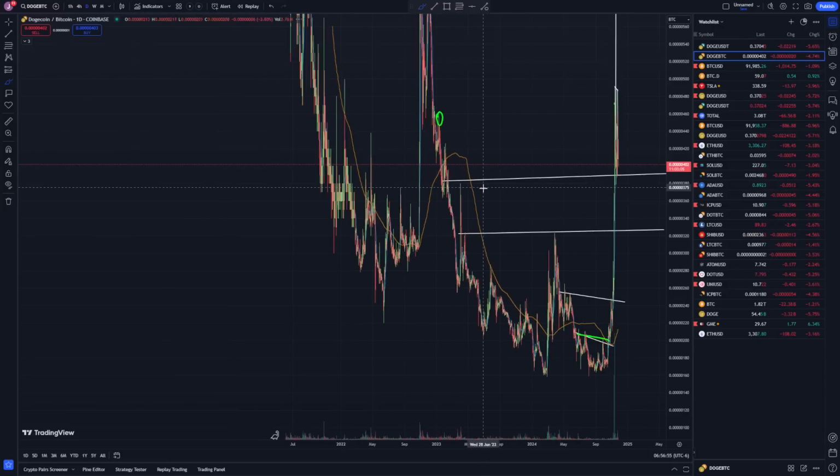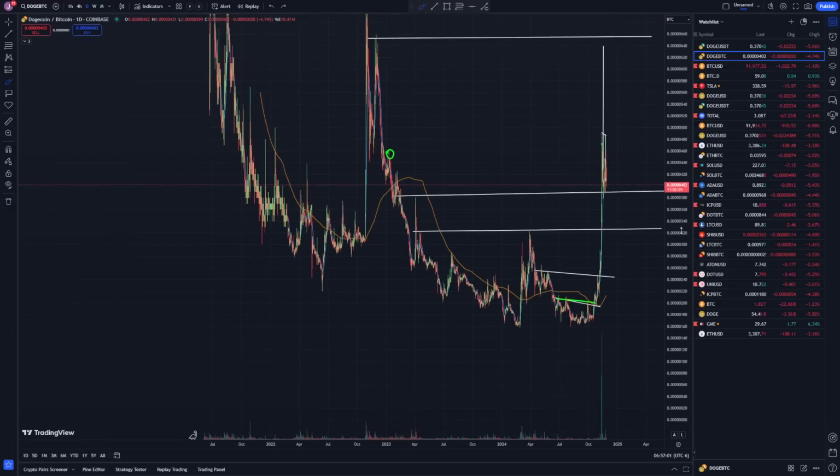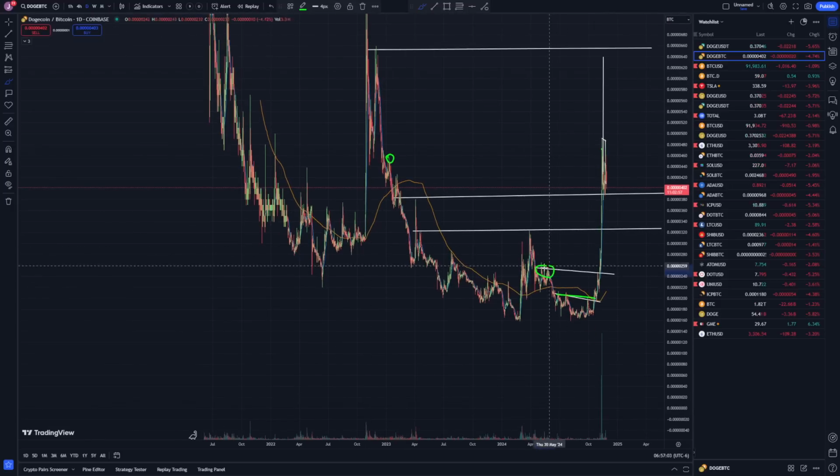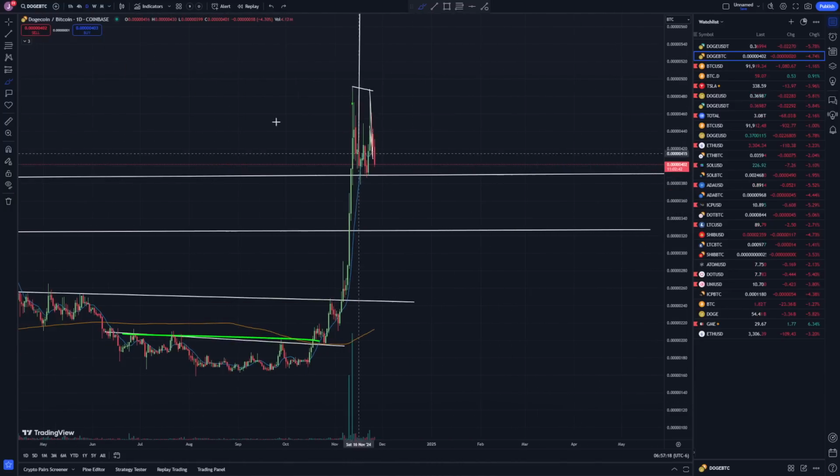If we go to the daily time frame, these lines right here are previous resistances from the past. So we had resistance right here giving me this line, resistance right here giving me this line, and right here resistance giving me this line. Basically, once we break these resistance lines, then we can get more confident on the price of Dogecoin.